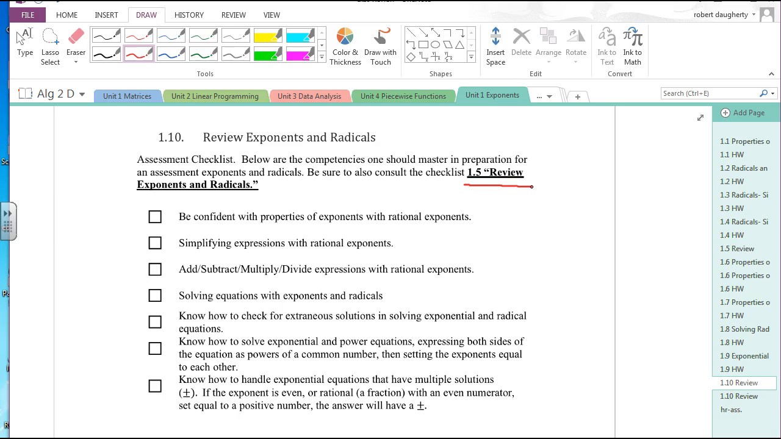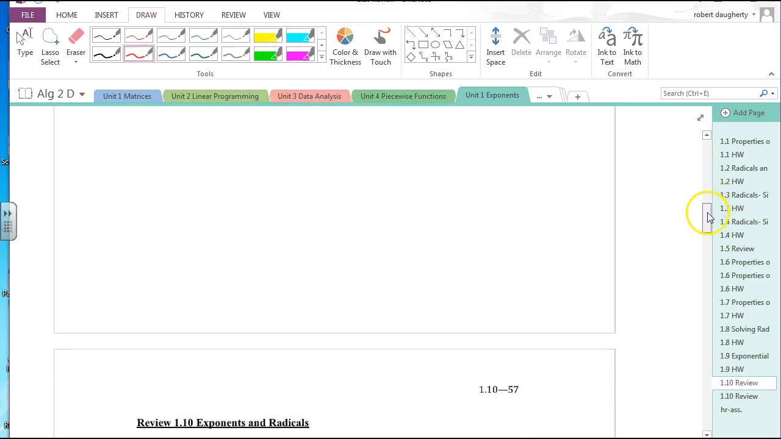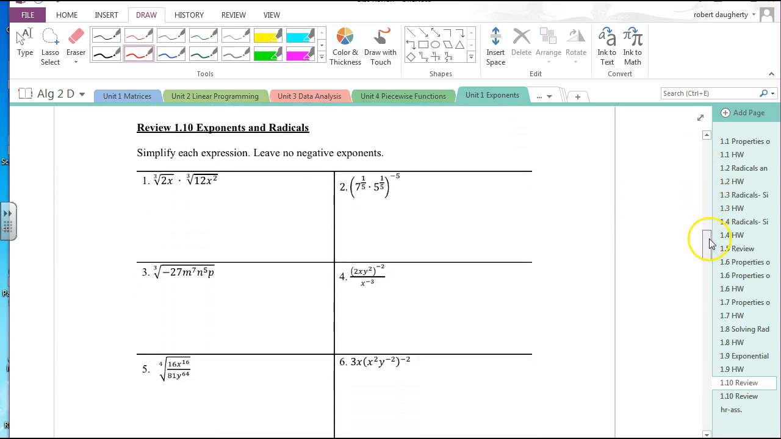Okay, and then these are all the different things that you've seen in this particular section. But like I said, don't just look at this one review. Look at the review 1.5, the quiz that you've received, and we'll go from there. So let's take a look.